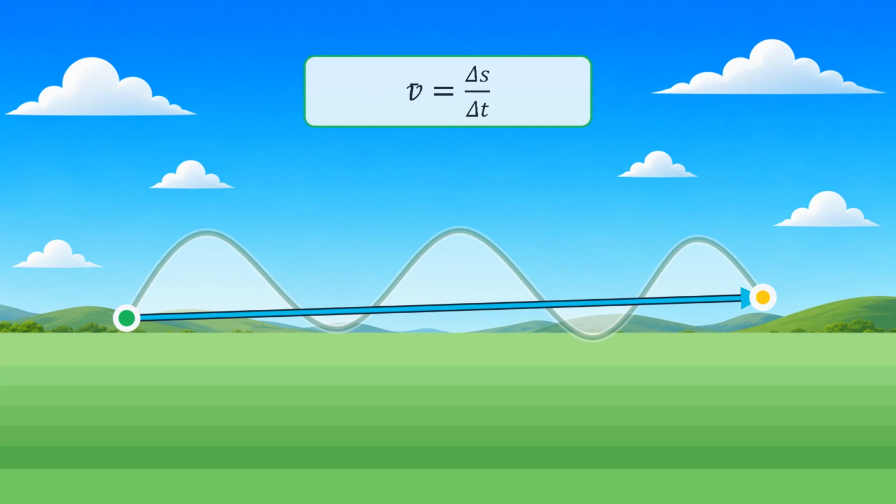Distance remembers the complete path. Displacement connects only the initial and final positions. So we can ask a different question. We are no longer interested in every turn, detour, or return. We ask, how much did the position change from start to finish, and how long did that change take? This gives us average velocity. In one dimension, average velocity equals displacement divided by elapsed time, v bar equals delta x divided by delta t.